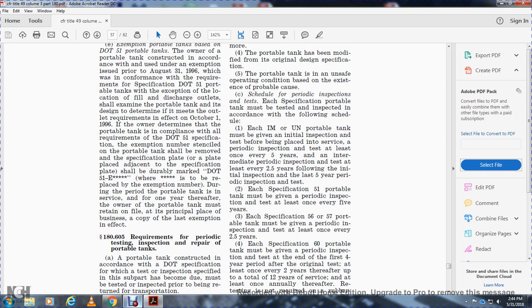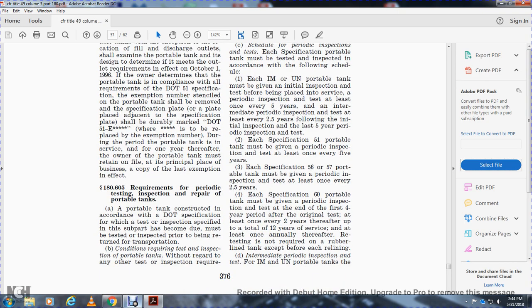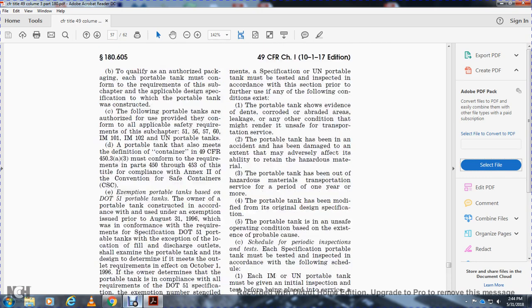180.605 Requirements for periodic testing, inspection and repair of portable tanks. Portable tanks constructed in accordance with a DOT specification for which the test and inspection specified in this subpart has become due must be tested and inspected prior to being returned to transportation service. The requirement for testing and inspection of the portable tanks applies without regard for any other test or inspection requirements.